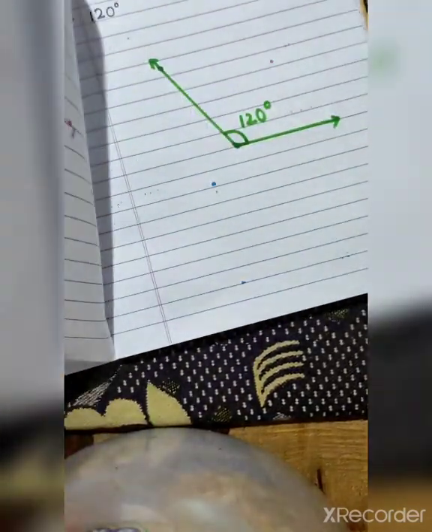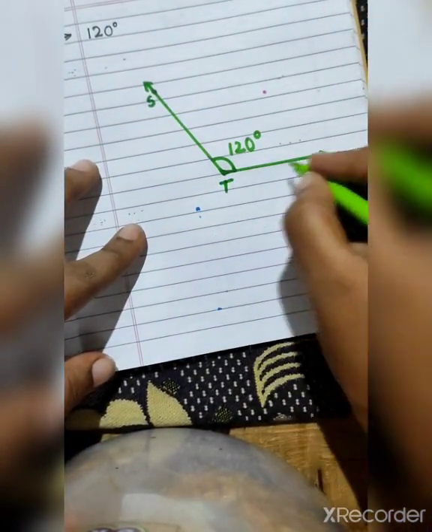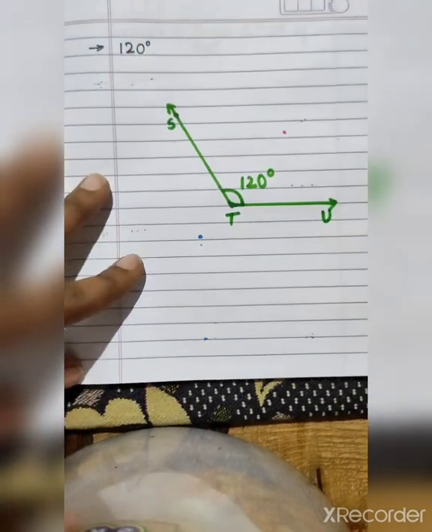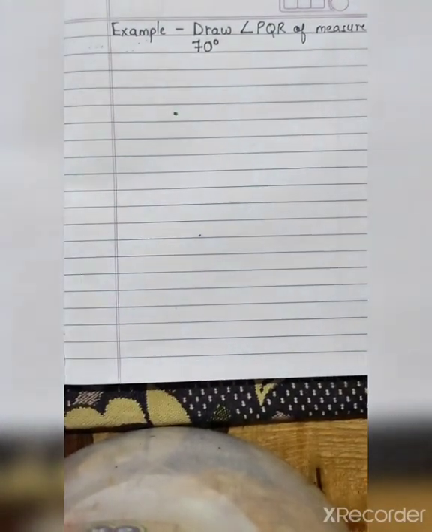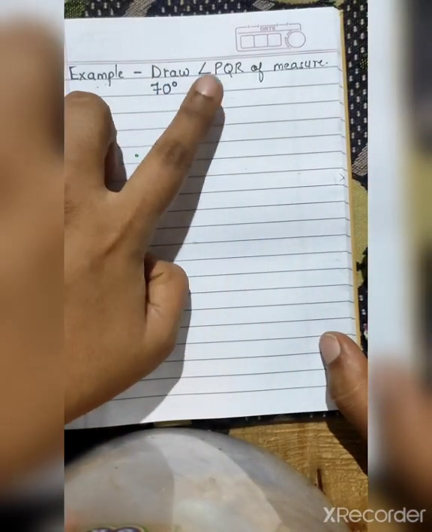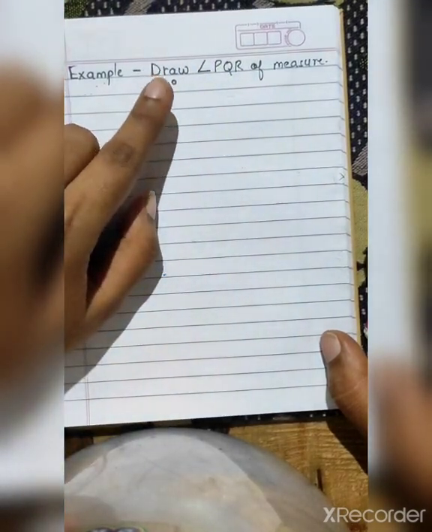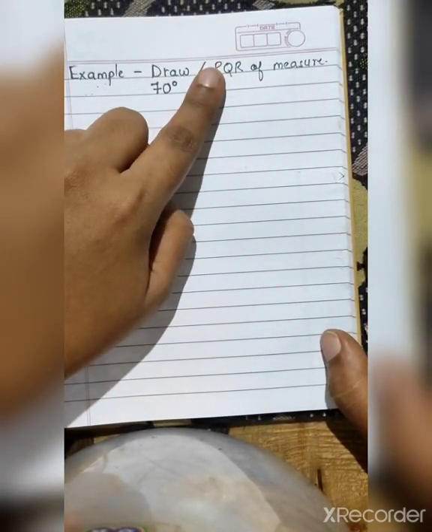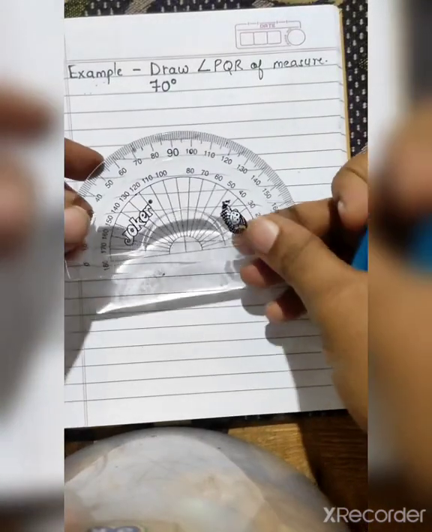Then the next I am going to name as S, T, U. This is the way you can do. Now the next example says that you have to draw angle PQR of measure 70 degree. Means the name of the angle is also given and the degree. So you have to make the angle of 70 degree.